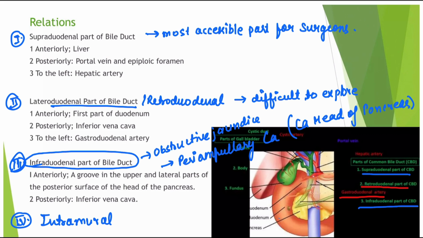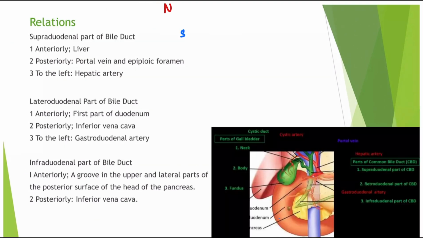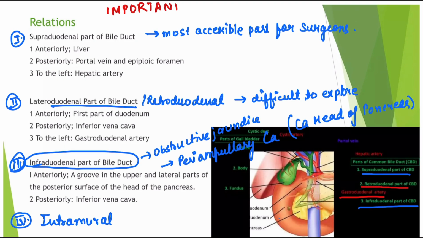surgery. So there are four parts: supraduodenal part, retroduodenal part, infraduodenal part, and the intramural part. The most important in case of obstructive jaundice is the infraduodenal part, and the one very easy to explore surgically is the supraduodenal part. So this is the important slide of the whole PPT. You can easily write it in your exam.